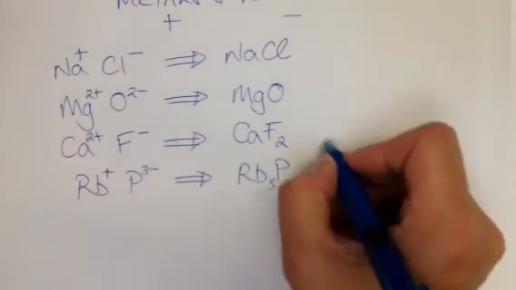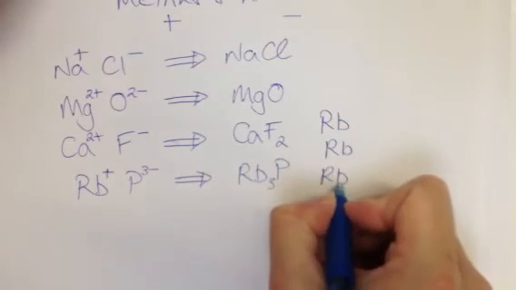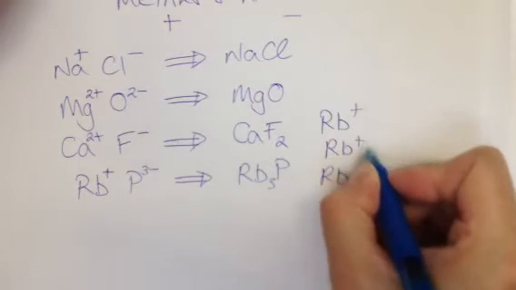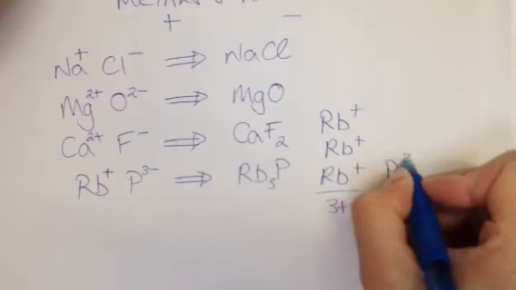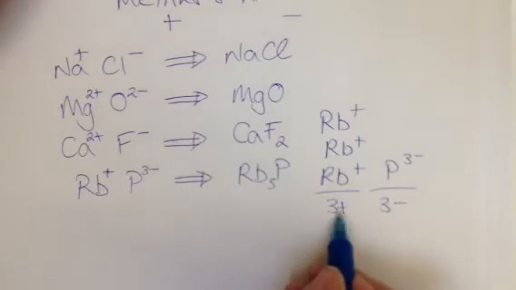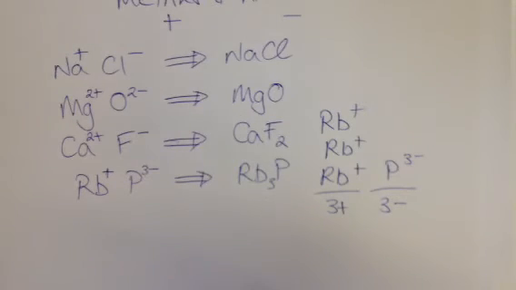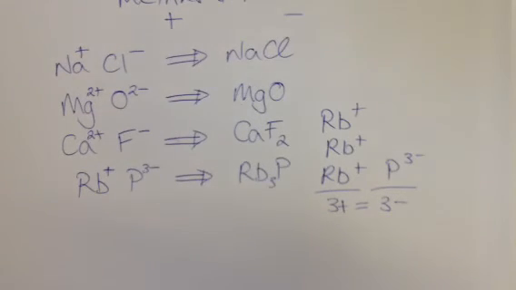If that's not clear to you, let's draw it out. 1, 2, 3 rubidiums would be 3 plus. 1 phosphorus is 3 minus, and so we can see that that cancels and would give us a net charge of 0. And remember, that's the aim of the game. In an ionic compound, the aim of the game is to get a charge of 0 for the compound. So the size of the positive charge must be equal to the size of the negative charge. Okay?